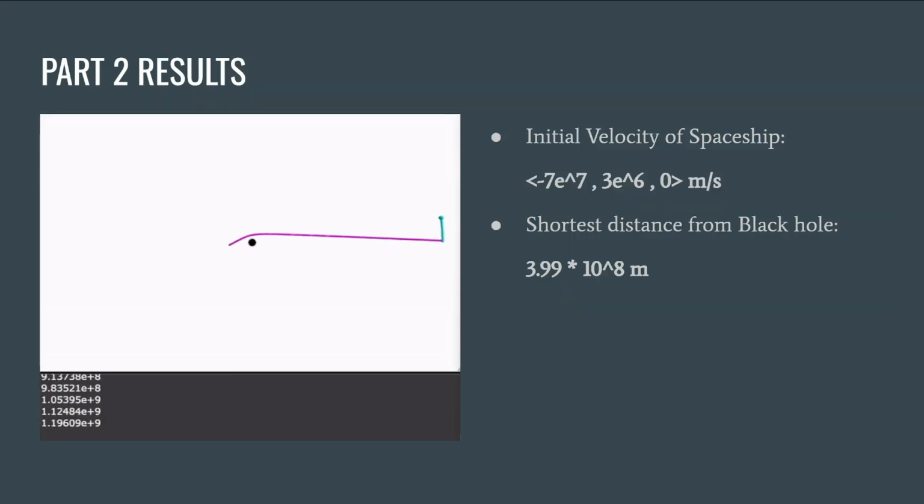After trial and error, a possible initial velocity of the spaceship to leave the system is about -7 times 10 to the 7, 3 times 10 to the 6, 0 meters per second in vector form. The shortest distance that the ship came towards the black hole is about 3.99 times 10 to the 9 meters.